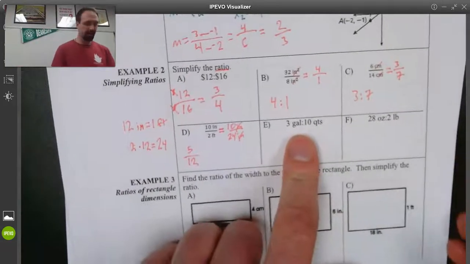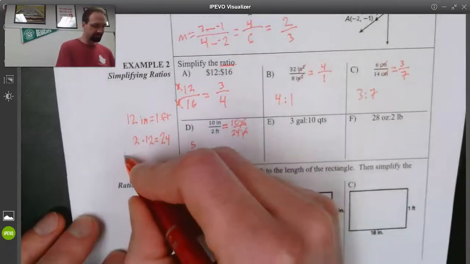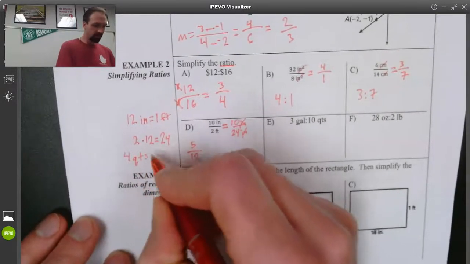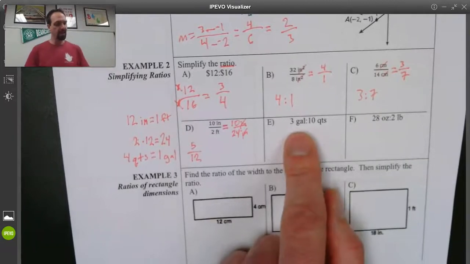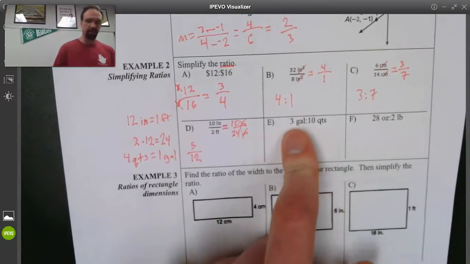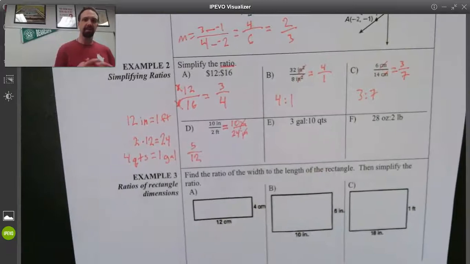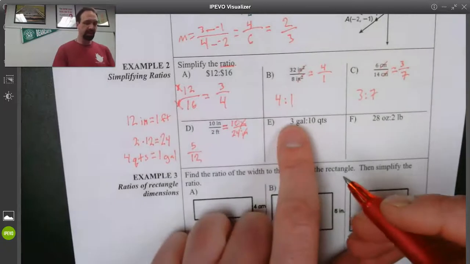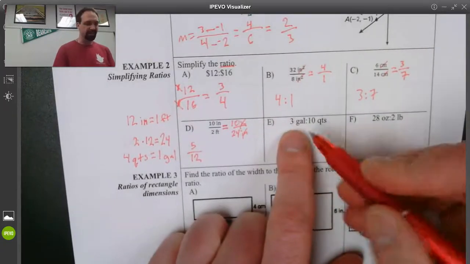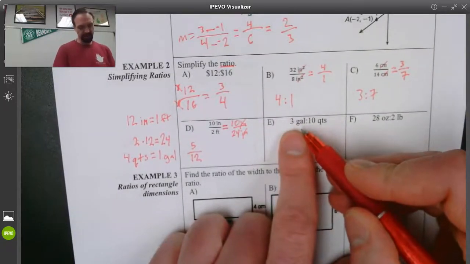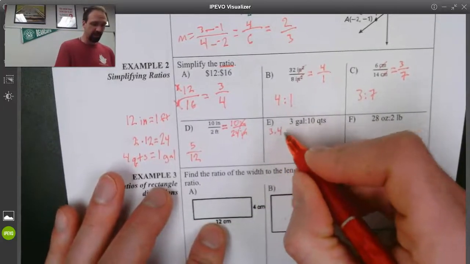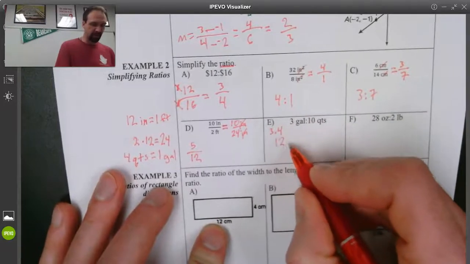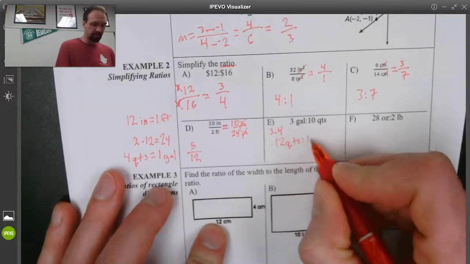Here we've got gallons and quarts. So there are 4 quarts in 1 gallon. So here to get this value, let's go ahead and convert gallons into quarts. If you notice, I'm converting these to the smaller of the two. A quart is smaller than a gallon, and that helps us reduce it a lot easier. So let's see, 3 times 4, which is 12. So that'll give us 12 quarts to 10 quarts.